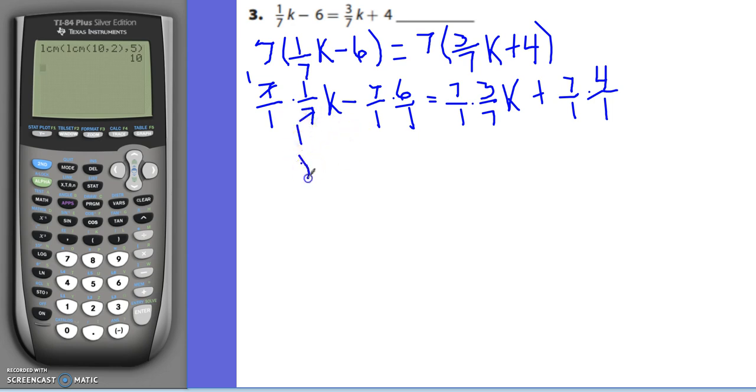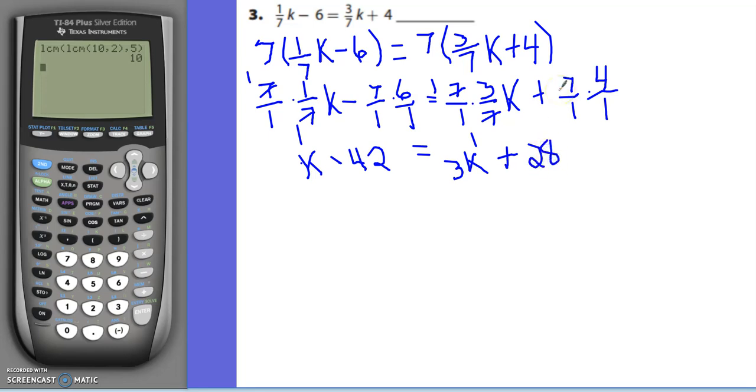Alright, here the 7's cancel out. You're left with 1k, or just k. Here it's 7 times 6, which is 42, so k minus 42. Here the 7's cancel out, so you're left with 3k. And then 7 times 4 is 28.